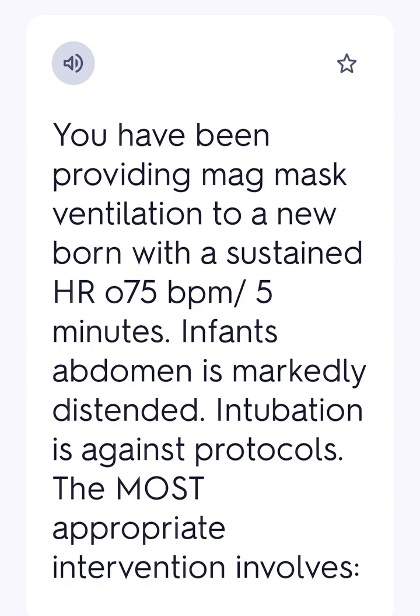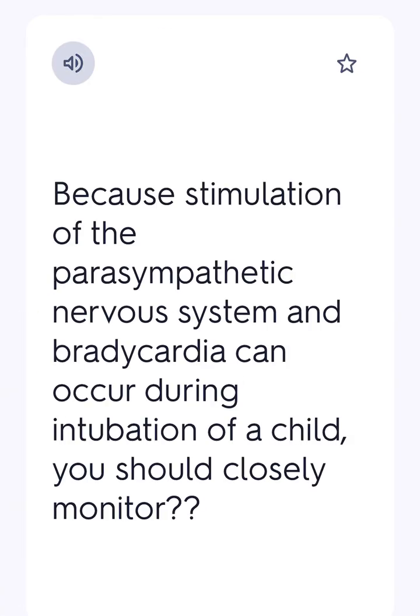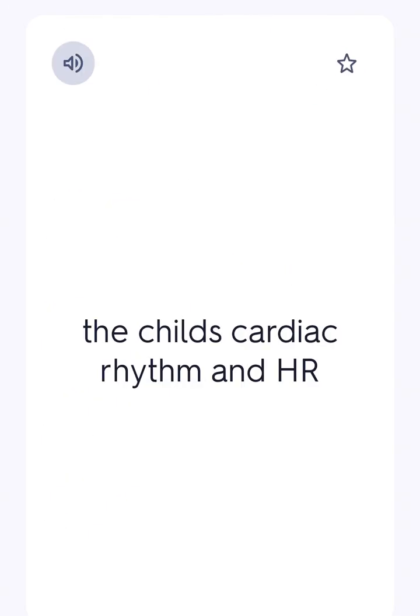You have been providing bag mask ventilation to a newborn with a sustained heart rate of 75 bpm for 5 minutes. The infant's abdomen is markedly distended. Intubation is against protocols. The most appropriate intervention involves inserting an orogastric tube. Because stimulation of the parasympathetic nervous system and bradycardia can occur during intubation of a child, you should closely monitor the child's cardiac rhythm and heart rate.